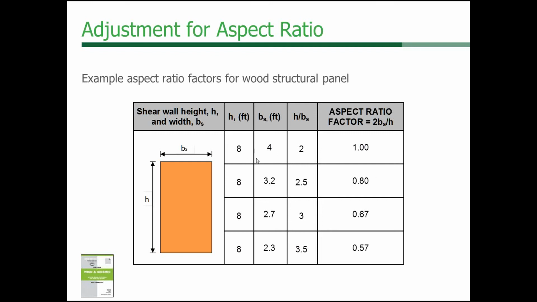And so for a 2-to-1 ratio, 8 foot high, 4 foot wide, we have an aspect ratio factor of 1.0. But if we go to the maximum limit of 3.5 to 1, you're reducing the capacity of your shear wall by 43%. That's quite a hit.